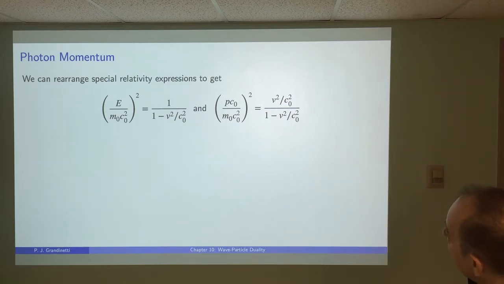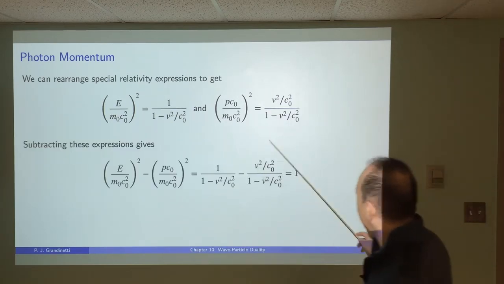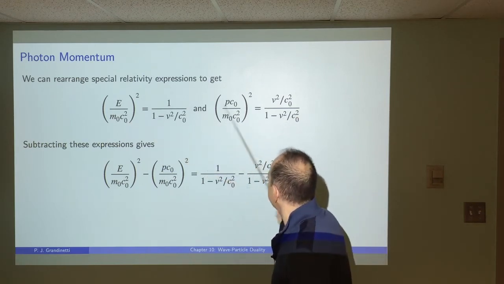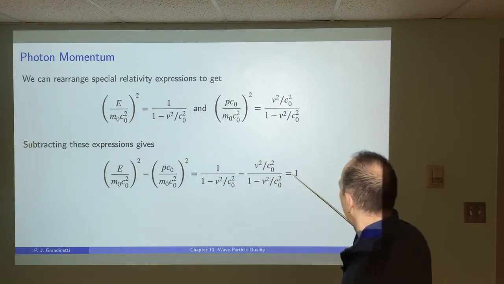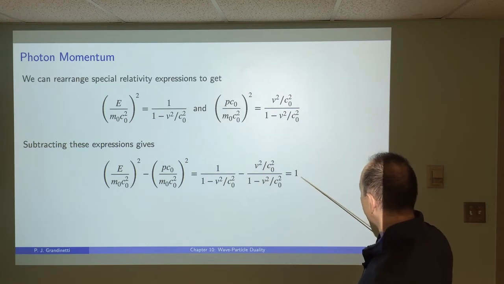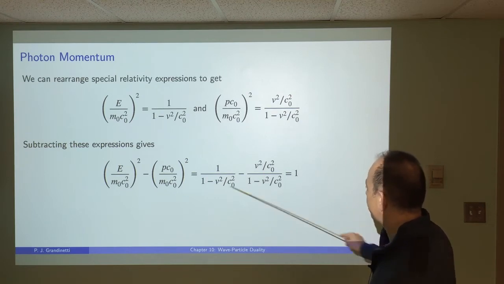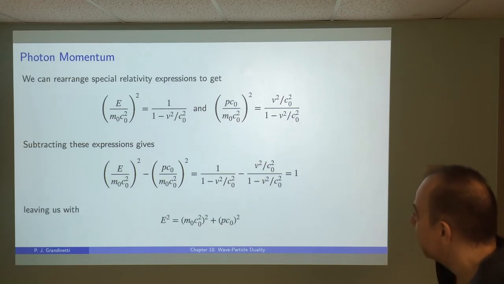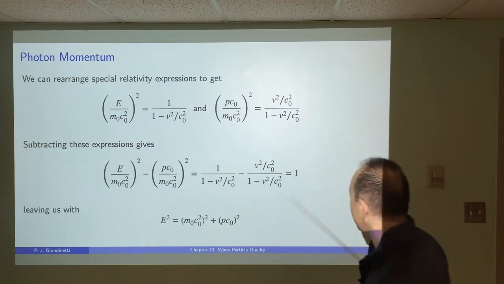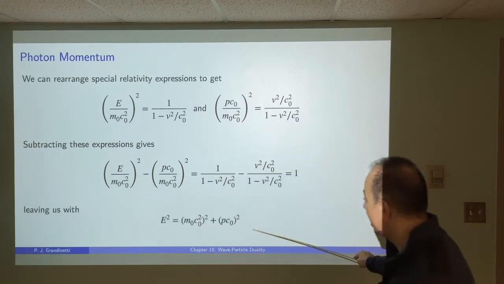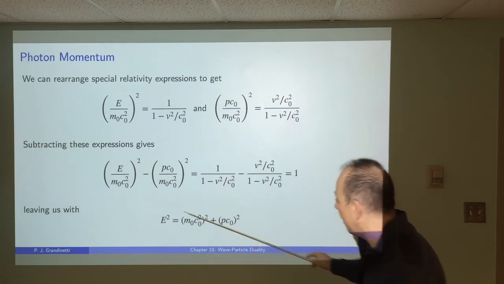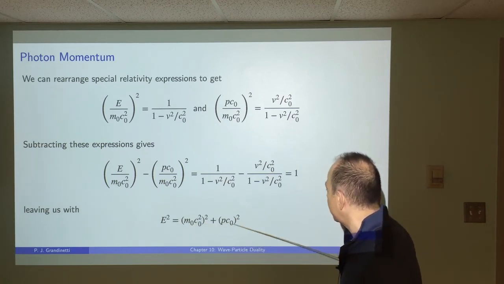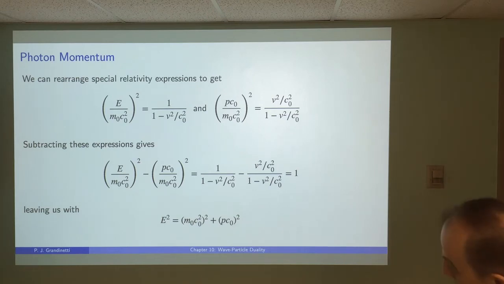So now, with a little bit of algebra, I can subtract this from this, which gives me this expression, and you can check that this expression actually equals 1. Right? We just have the same thing in the numerator and in the denominator. That leaves us with this expression equal to 1, which I can rearrange to give me this. That tells me that the energy is related to this quantity and this quantity here.